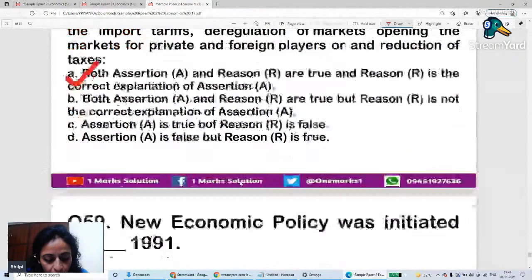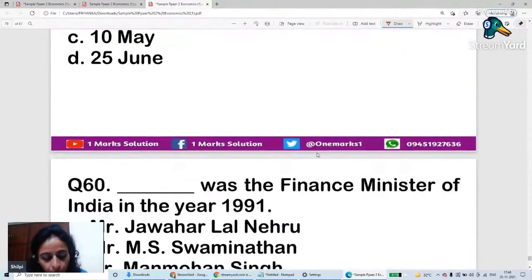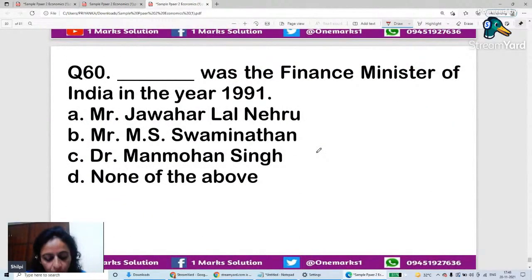Question number 59. New economic policy was initiated in. Kindly keep this date in your mind. It was launched on 24th July 1991. So option B is the correct answer. Last question of the paper. Dash was the finance minister of India in the year 1991. And the correct option is Dr. Manmohan Singh. Right?